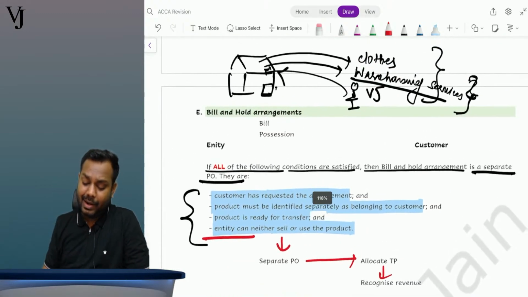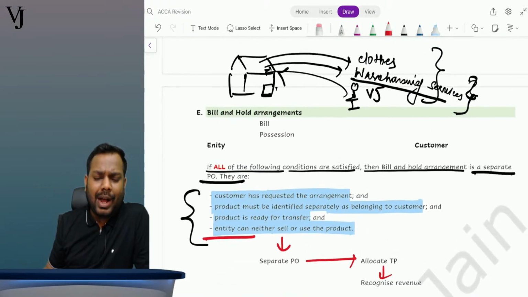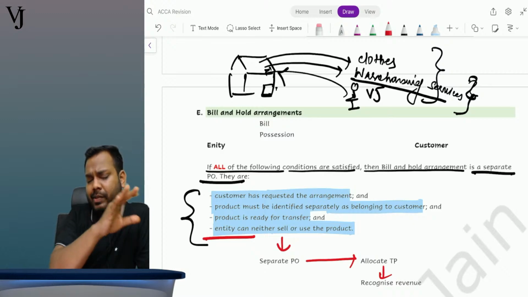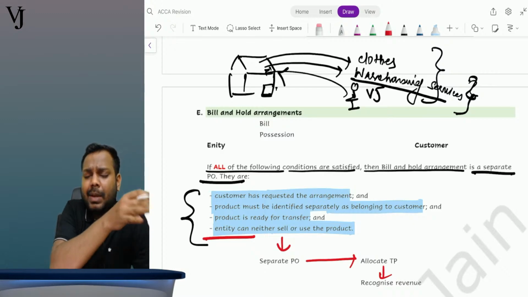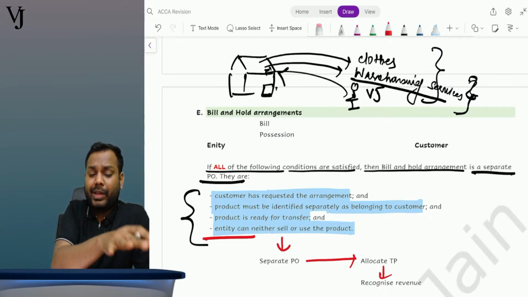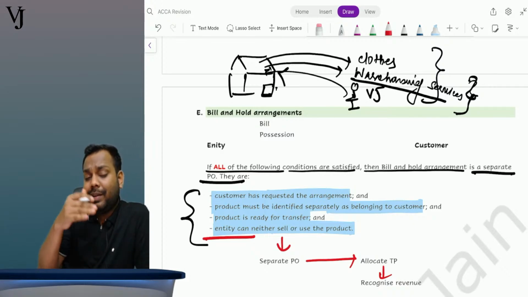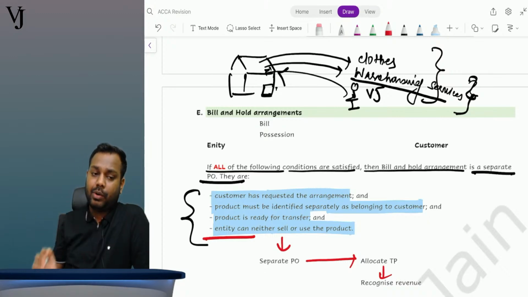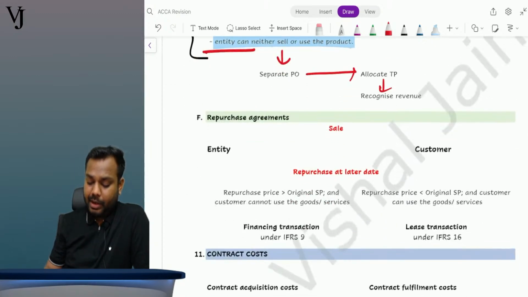Basically, these services are taken by manufacturers who have a lack of space. When they purchase the goods, they keep them with the supplier itself, and as and when needed, they transport them to their premises. Repurchase agreements.